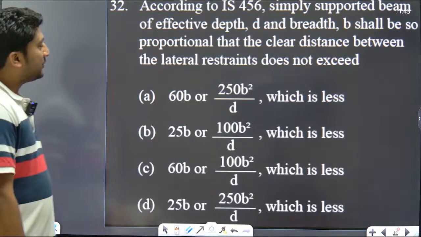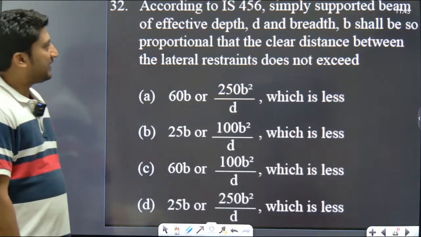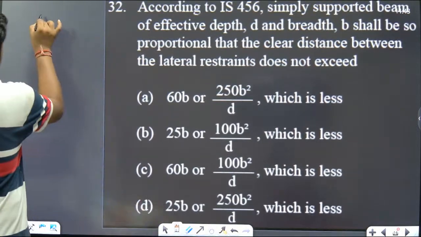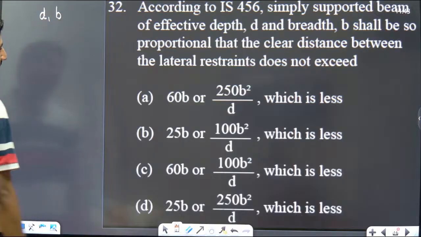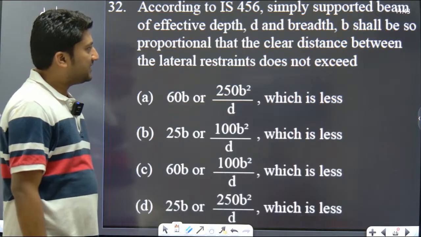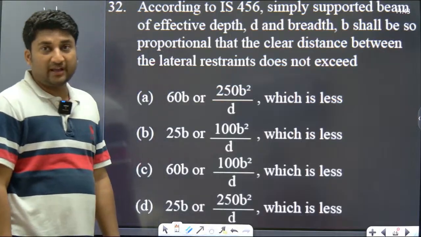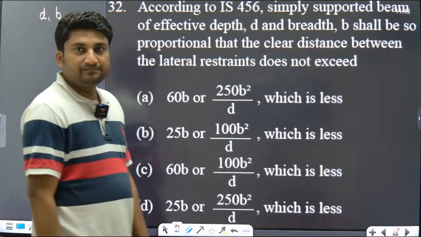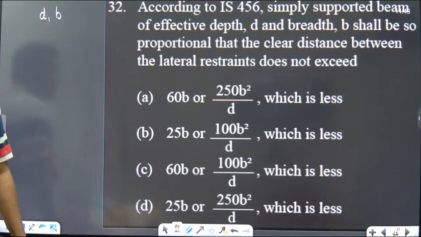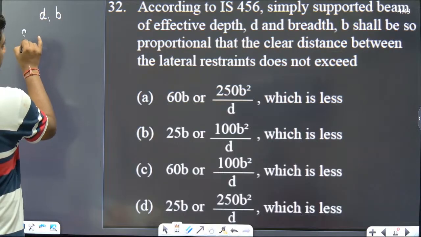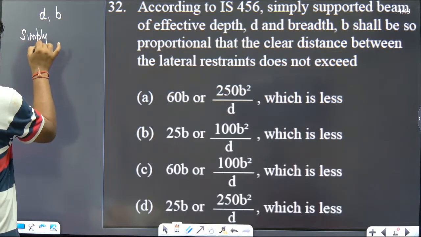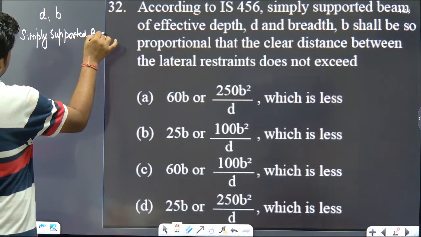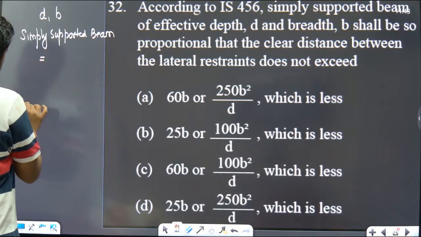Answer this question. According to IS 456, a simply supported beam of effective depth D and width B shall be so proportioned that the clear distance between the lateral restraints does not exceed. The clear distance between lateral restraints shall not exceed. Now answer it for a simply supported beam, and answer it for a cantilever beam.